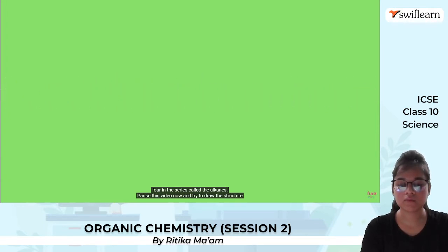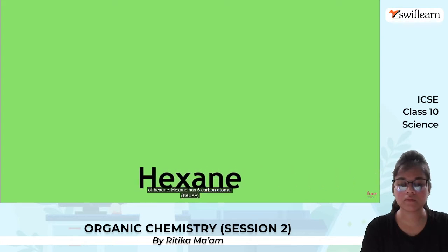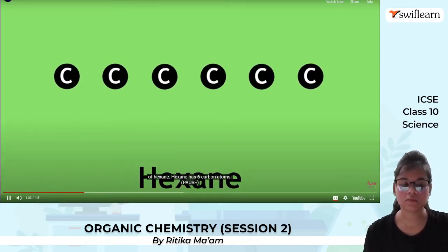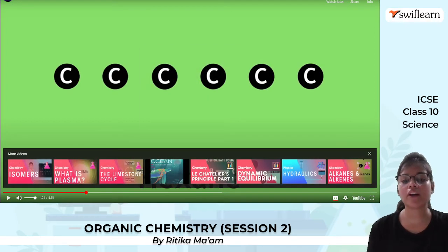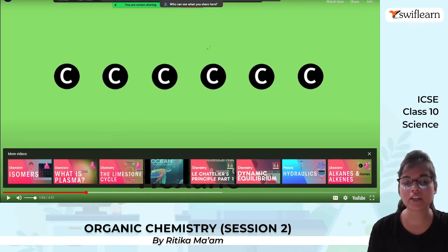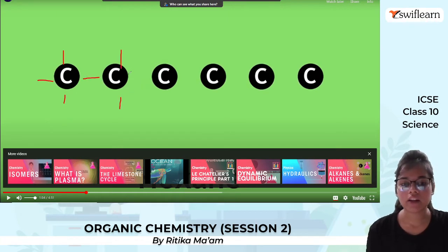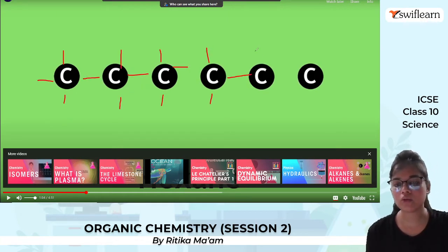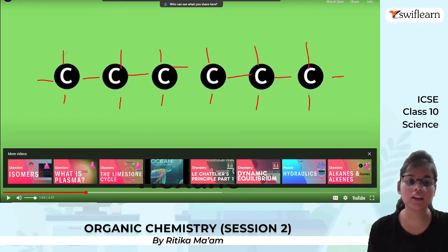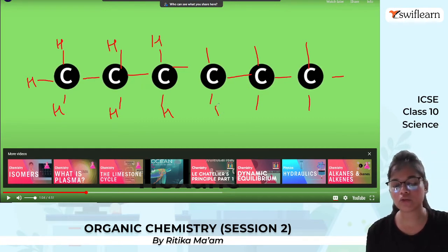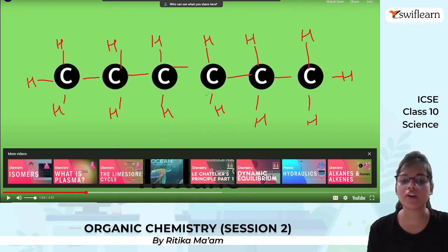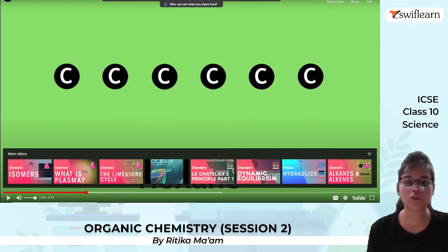Pause this video now and try to draw the structure of hexane. Hexane has 6 carbon atoms. Now if I talk about hexane, it has 6 carbon atoms, and what we need to do is fulfill the valency needs. So here 1, 2, 3 hydrogen atoms will be added. Here 2, again here 2, here also, and here we will be adding 3 hydrogen atoms. So all we are doing is adding hydrogen atoms to fulfill the valency needs, and this is what becomes our structure of hexane. Alright, let us move forward.